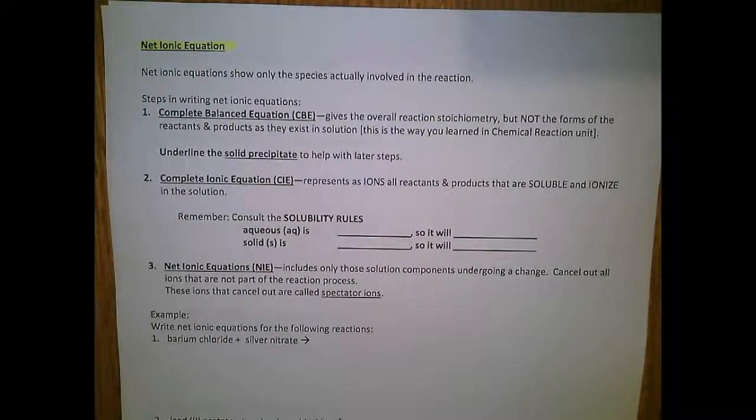A net ionic equation is basically a shortening of a double replacement reaction. So we're going to be doing a lot of double replacement reactions that are actually precipitation reactions. I don't know if you remember that word, but a precipitation reaction is something that forms a solid. So let's get started by just kind of explaining the notes. We'll do some examples, and then hopefully you'll have some time to do some practice.